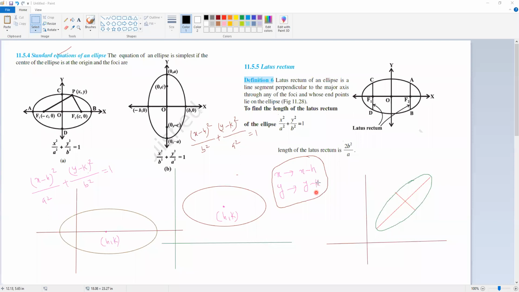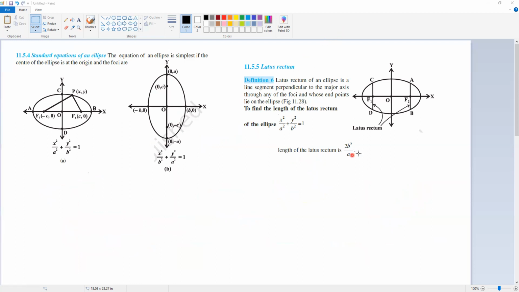Clear? Now, another thing is horizontal major axis or vertical major axis. Horizontal major axis है तो a square bigger number x square के नीचे आएगा. Vertical major axis है तो bigger number a square y square के नीचे आएगा. So x square by a square plus y square by b square is equal to 1. That is the equation of the ellipse when the major axis is horizontal. X square by b square, smaller number, plus y square by a square, bigger number, is equal to 1. That is the equation of the ellipse when the major axis is vertical. Okay.